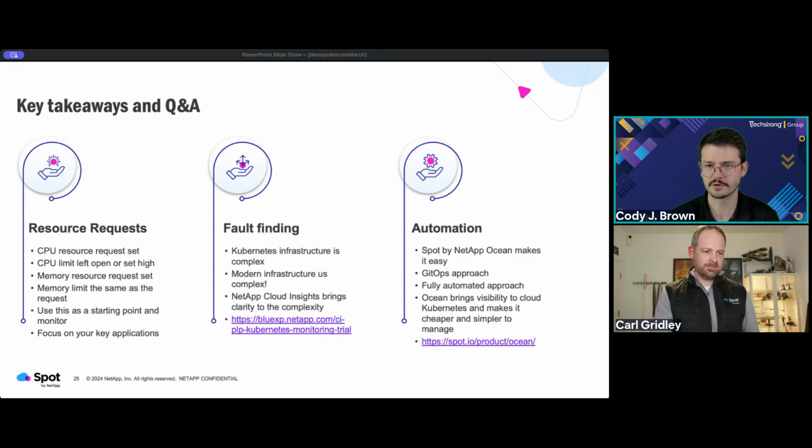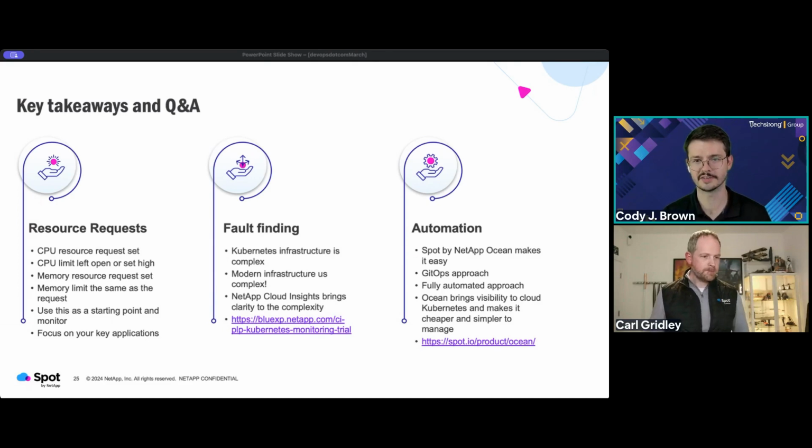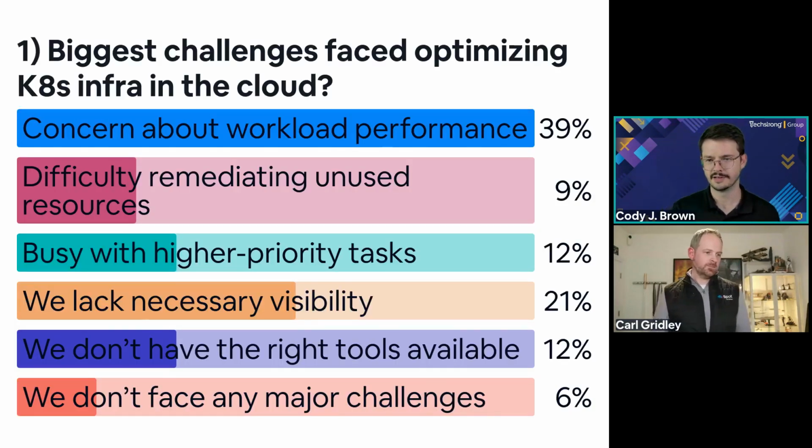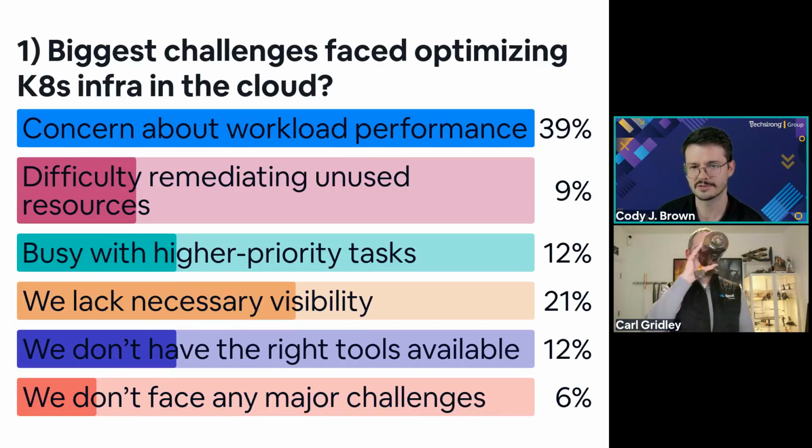Before we jump into those questions, we did launch one of our polls, Carl. So let's go ahead and just take a look at the results here. So this was the question of biggest challenges faced optimizing Kubernetes infrastructure in the cloud. And it looks like our top answer is concern about workload performance, followed by we lack the necessary visibility. And then we've got a tie between busy with higher priority tasks and we don't have the right tools.